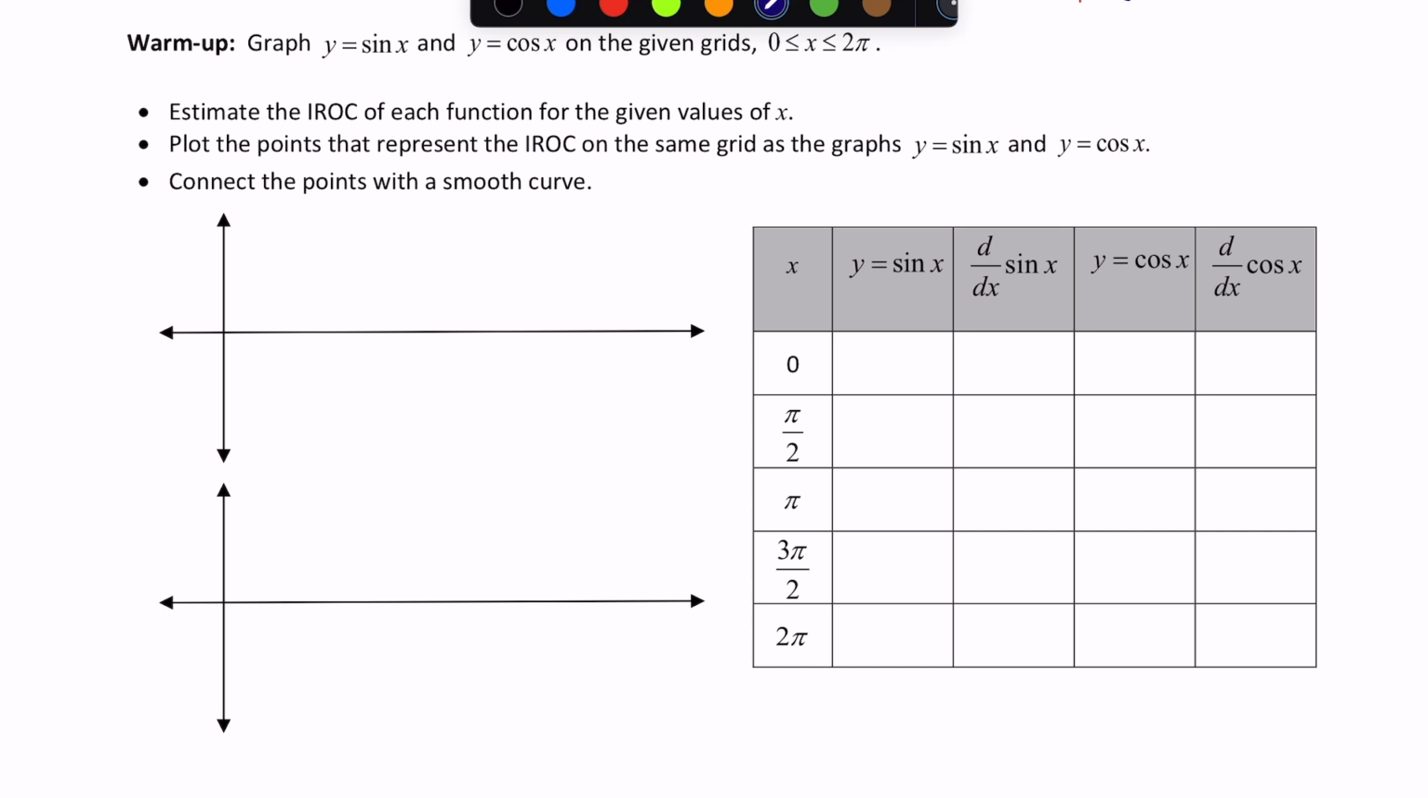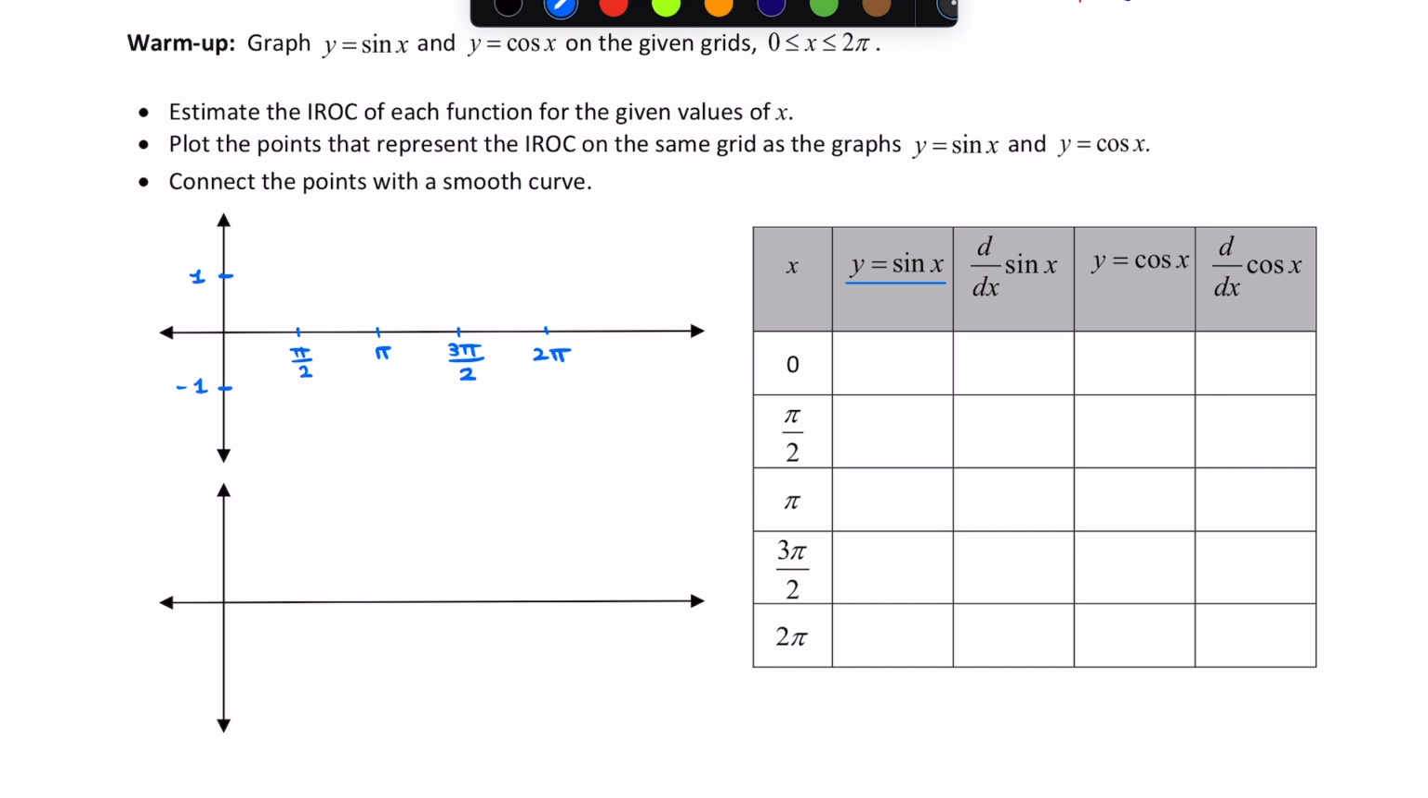Okay, so here, let's start with the graph of y is equal to sine x. And I'll underline which color I'm using here. So here we'll label 1 and -1. And we'll label these as pi over 2, pi, 3 pi over 2, and then finally here, 2 pi.